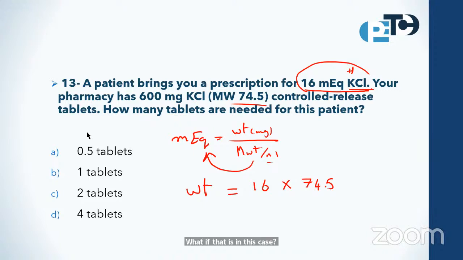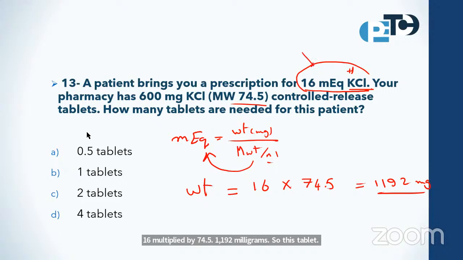What is the result in this case? 16 multiplied by 74.5 equals 1,192 milligrams. So this prescription needs about 1,200 milligrams of potassium chloride. Each tablet contains 600 milligrams. So how many tablets? Likely it will be 2 tablets. Okay? Do you have any problem with this type of questions?